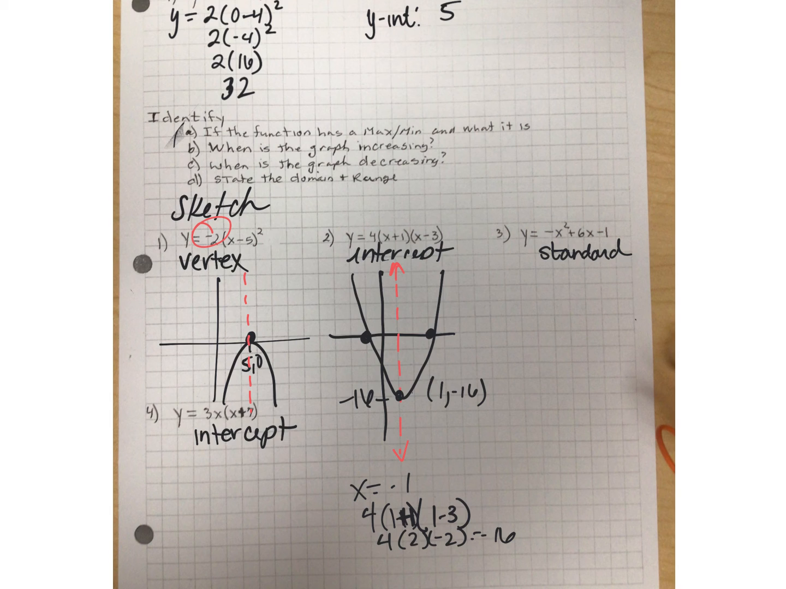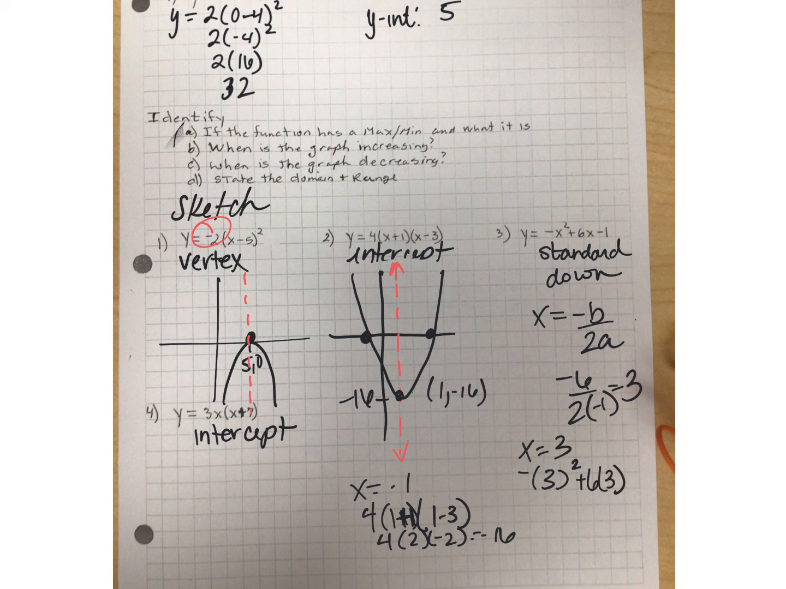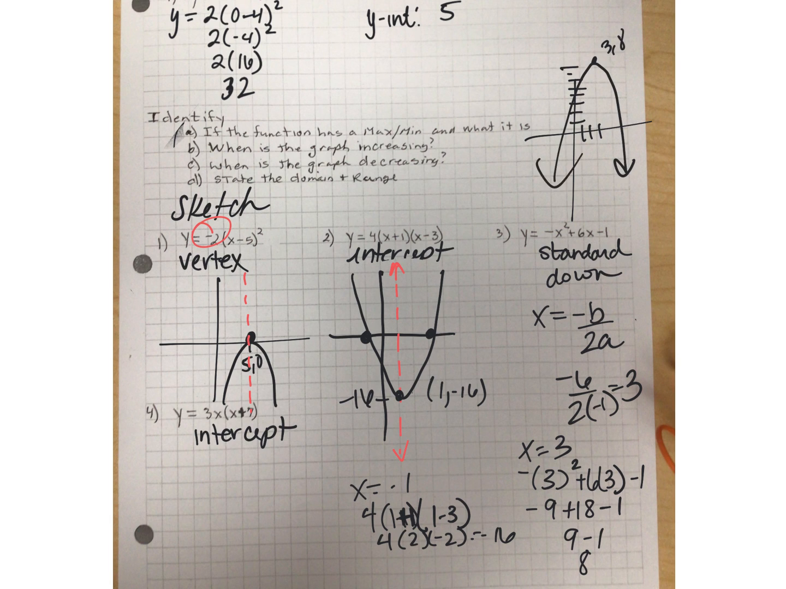Okay, does graph 3 open up or down? It opens down. How do I find the vertex in standard form? Negative b over 2a, that's what your little table's for, right? That table we filled out. You have that out so you can find the information. Negative 6 over 2 times negative 1, which is positive 3. And then you can plug that in to find the y value. Negative 3 squared plus 6 times 3 minus 1. That's negative 9 plus 18 minus 1. 9 minus 1 is 8. I know because I'm out of time. So my vertex in this graph is 3, 8, opens down. That's all I need to know. And then I can answer the questions about decreasing and increasing.